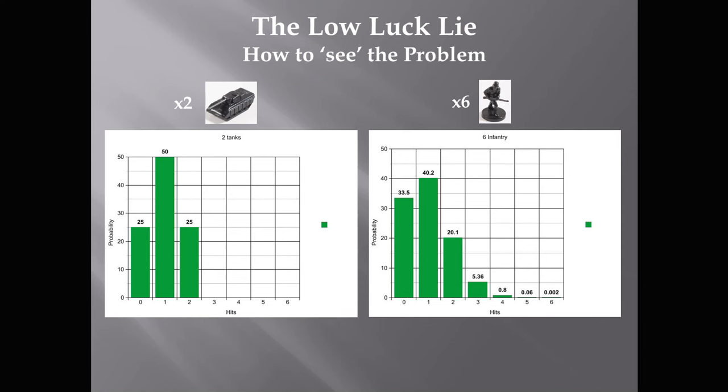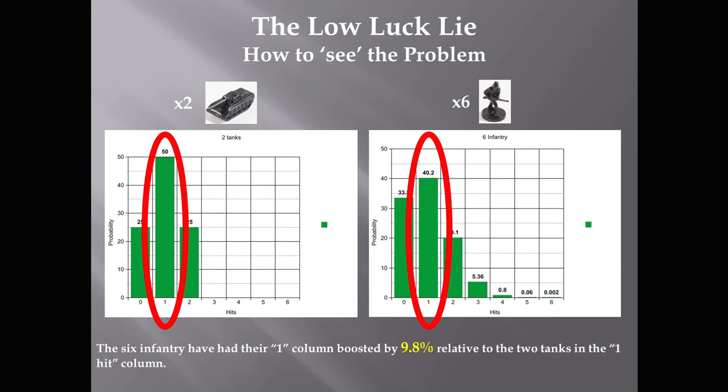In pure luck, you have a range of outcomes, but in low luck, you have only one. And since low luck shoves all the results into the one column, let's start by comparing these 2 columns. So when you're rolling for 2 tanks normally, you can expect 1 hit 50% of the time. And when rolling 6 infantry normally, you can expect 1 hit 40% of the time. Low luck boosts these results to 100% in both columns. So already you can see that the infantry are boosted by nearly 10% when compared to the tanks when we transition to low luck outcomes.